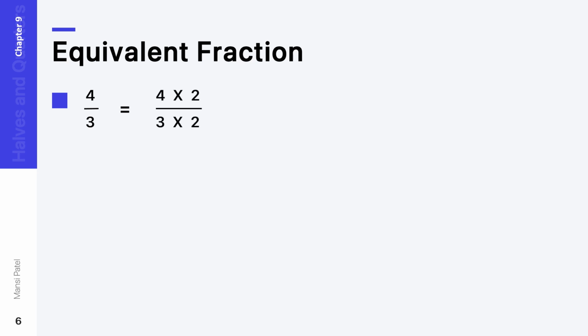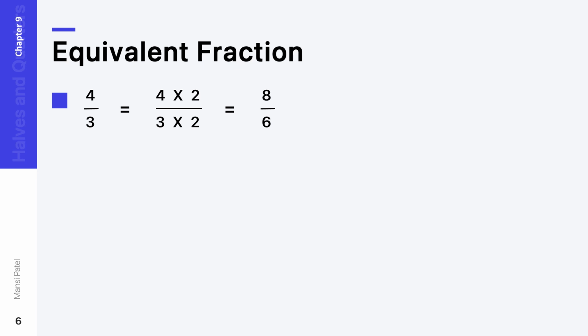So see here, 4 upon 3 multiplied by 2. This 2 we write in the numerator as well as in the denominator. Now do the multiplication of numerator and denominator. So 4 2s are 8 and 3 2s are 6. So 8 upon 6 is the equivalent fraction of 4 upon 3. It means in any figure, if you take the part 4 upon 3, it is the same as 8 upon 6.